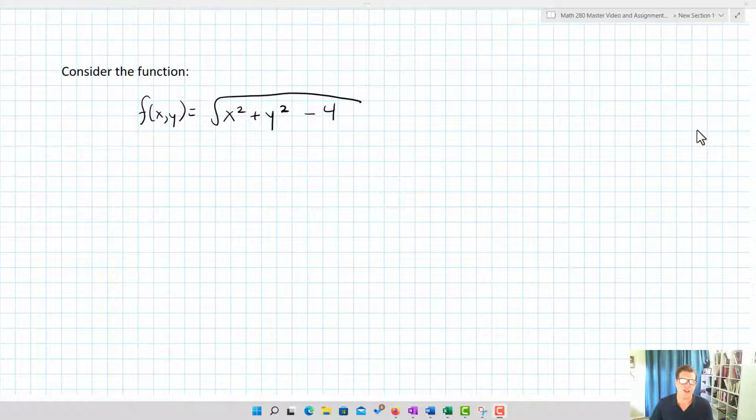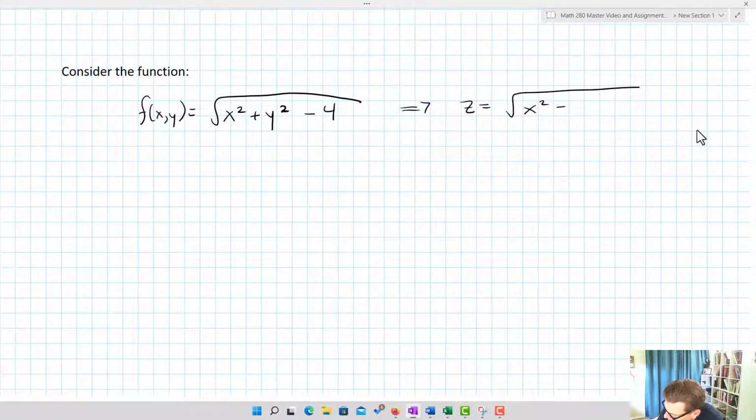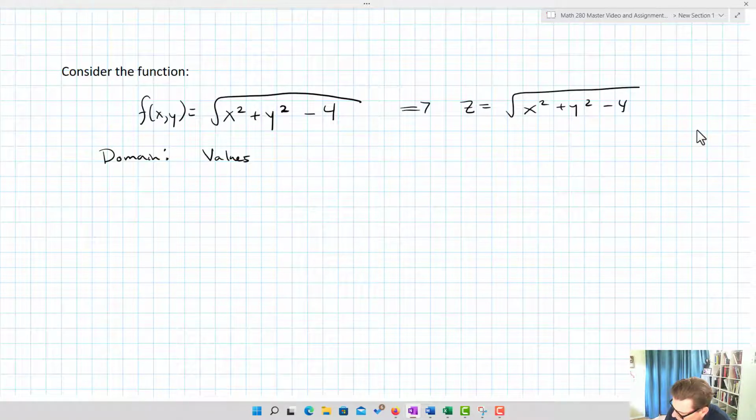So let's consider this function f of xy equals the square root of x squared plus y squared minus 4. Graphically, that's the equivalent of saying z equals the square root of x squared plus y squared minus 4. What we're going to do now is consider our domain. The set of all values x, y, and this is belonging to R2.